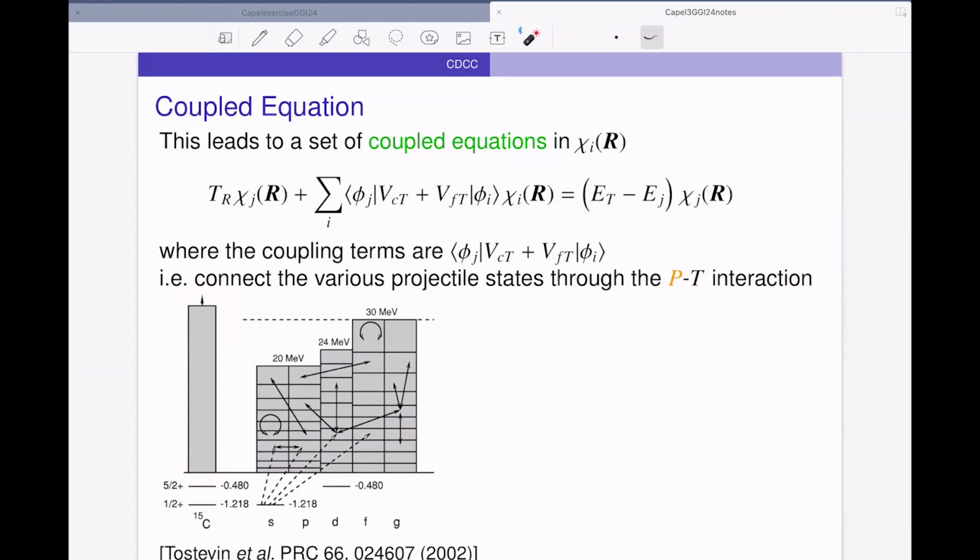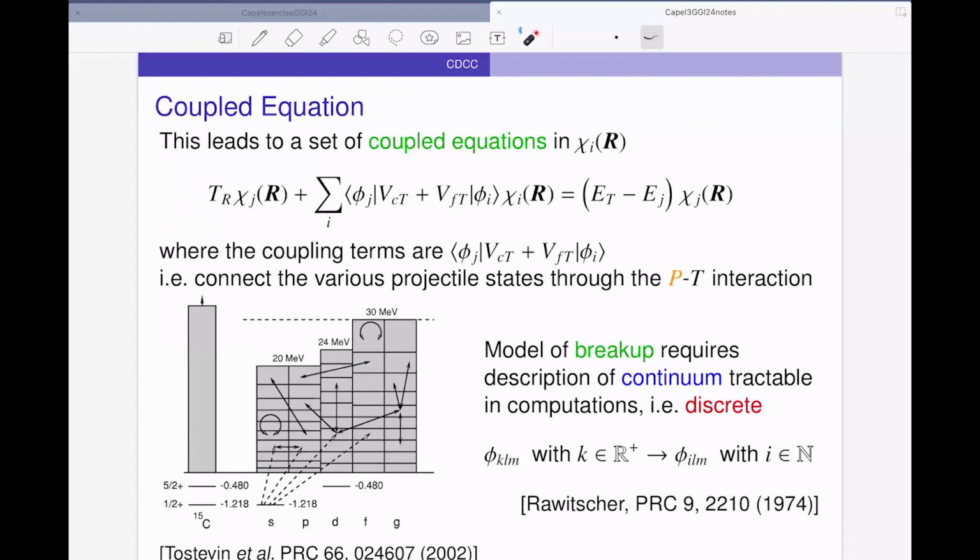So either you stop there, start crying, and then you change business, or you do something, and that's what George Rawitscher did in the 70s. And he said, well, we do as we usually do for the continuum. We discretize everything. When you solve an equation on a real variable, you discretize that variable, and then you move on, and it works. So his idea was, you take the continuum wave and change it into a discrete state, and that's actually what is illustrated here by Jeff's drawing.